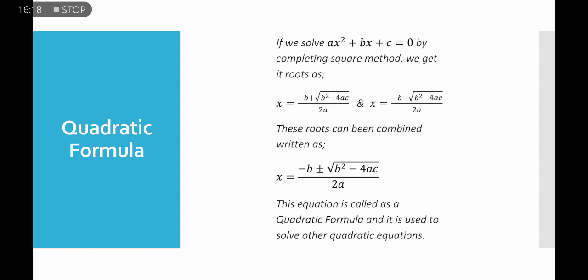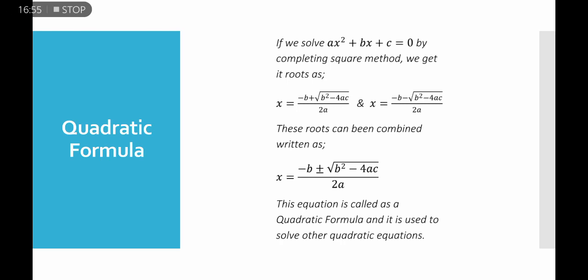Number 4, quadratic formula method. First, we need to know about the quadratic formula. If we solve ax² + bx + c = 0 by the completing the square method, we get its roots as x = (−b + √(b² − 4ac)) / 2a, and x = (−b − √(b² − 4ac)) / 2a.